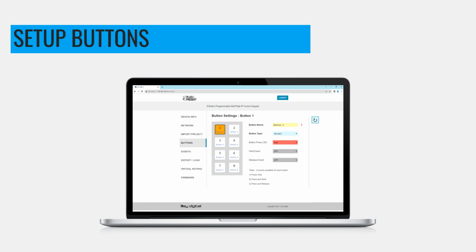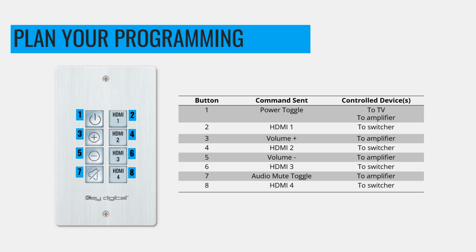Now we will set up each button. KD-WP8 supports a variety of button types: normal, toggle, hold to repeat, hold to send, and buttons with events programmed on the release. We've already given an example of how buttons 1 and 7 will be set as toggle type to send the off and on commands on alternating presses.